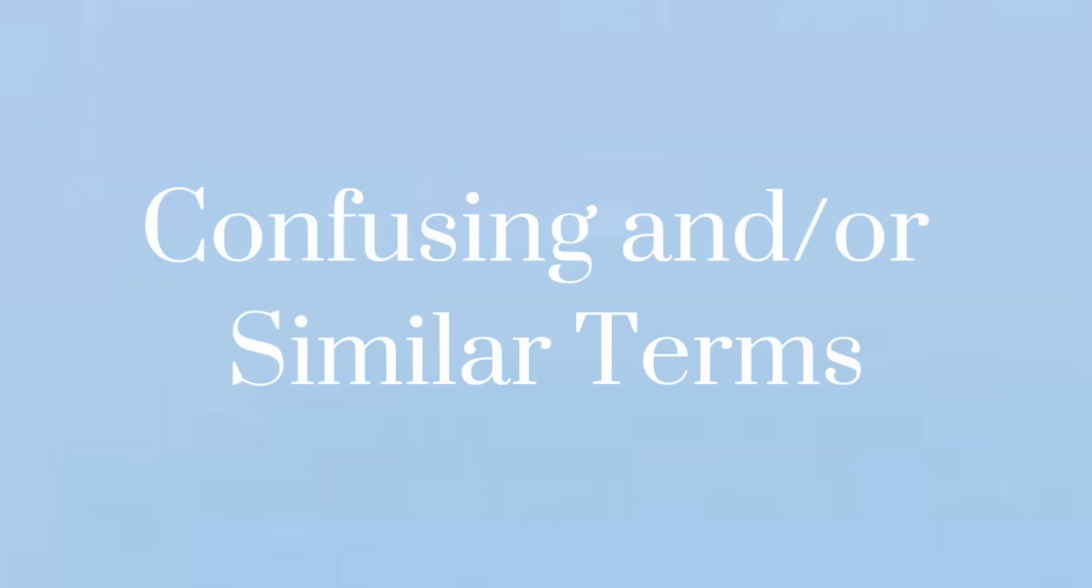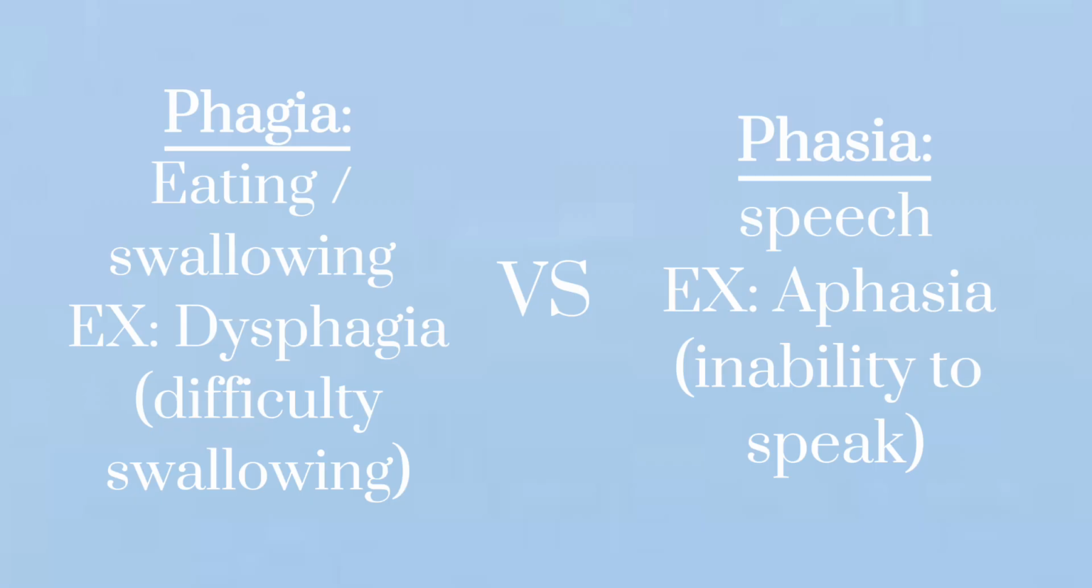Confusing and similar terms. Phagia and phasia. Phagia is eating or swallowing. An example is dysphagia, which is difficulty swallowing, versus phasia, which is speech. An example is aphasia, which is the inability to speak.